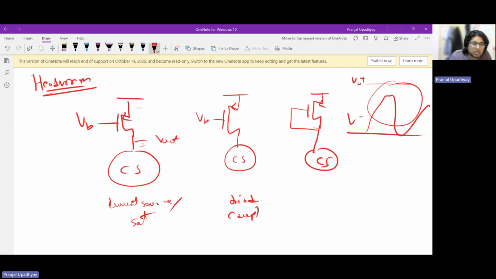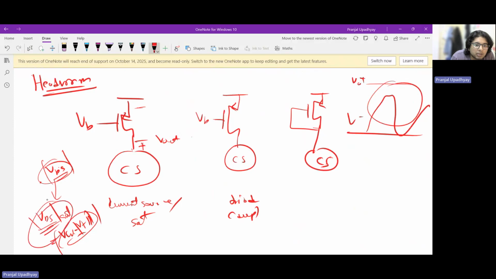For example, to be in saturation, this VDS value must be equal to what? I'm just talking about magnitude here. The magnitude of this VDS must be at least equal to VDsat, which is equal to VGS minus VTH. So this is the minimum value it must have, and this is the minimum headroom it will consume for saturation.